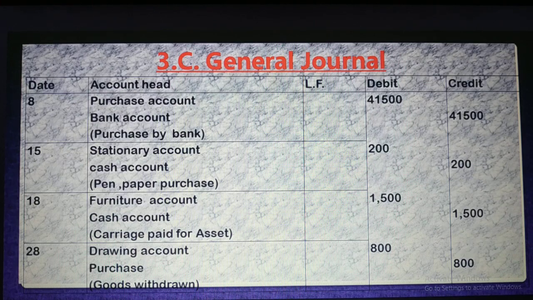So dear student, be careful, remember it, if you withdraw goods by owner, that time we have to write purchase account, because purchase is an expense, our expense decreases. We know if expense increases, that will be debited, and here expense decreases, so it is credited. So drawings account debit, purchase account credit, because we withdrew goods by owner.